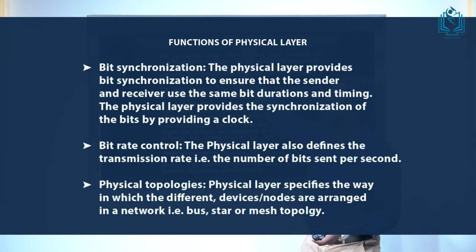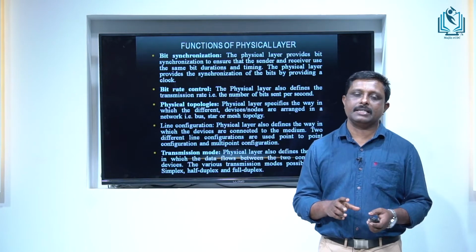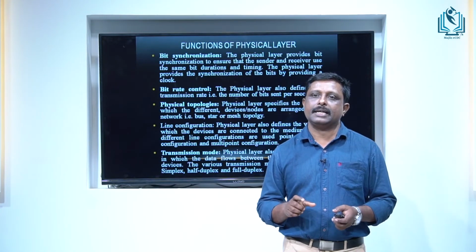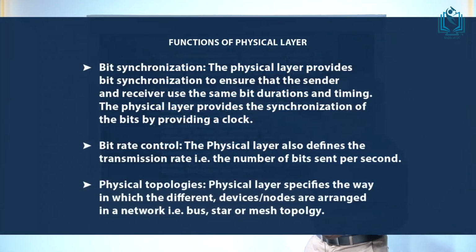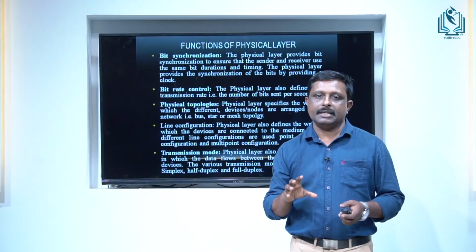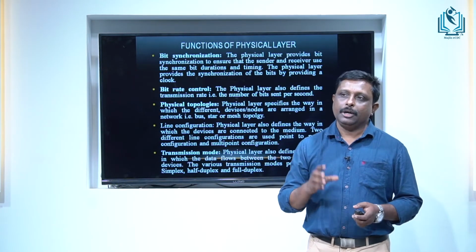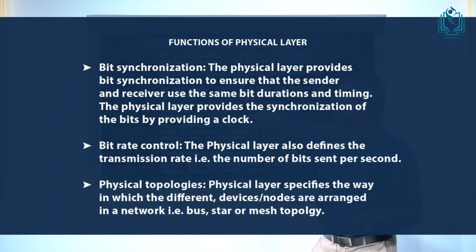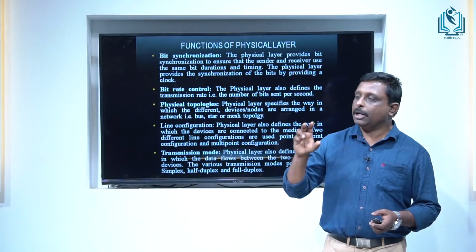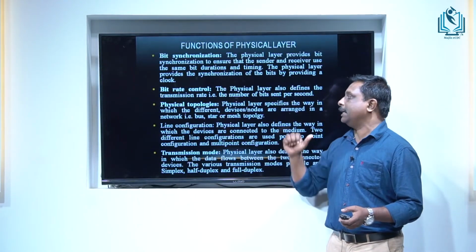First, bit synchronization. Bit synchronization means the sending device and receiving device must have the same bit duration and timing. Only then can the receiving device actually understand the data. In order to achieve this bit synchronization, a clock is used. Next function of physical layer is bit rate control. Bit rate means the number of bits sent per second.